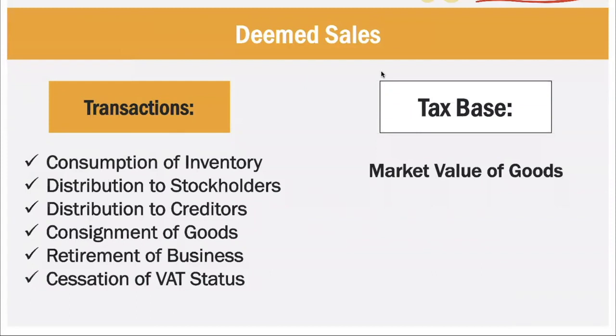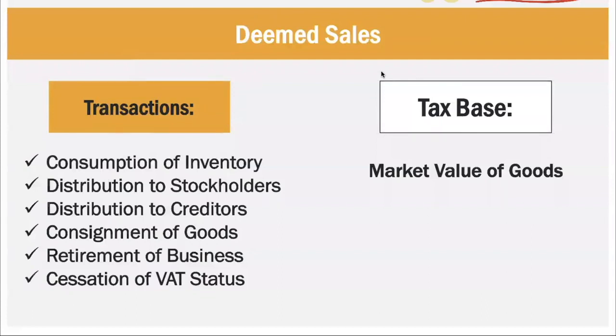First, we have your consumption of inventory. Next, your distribution to stockholders. Next, distribution to creditors. Next, we have your consignment of goods. Next, retirement of business. Next, cessation of that status. Tandaan lang, meron kang goods or properties na dapat ibebenta, pero instead na nabenta mo to a buyer, ito ay naibigay to other persons not considered as buyer. Okay? So it is transferred, used, or consumed by other persons not considered as your buyer.